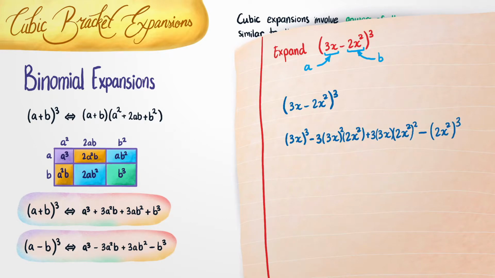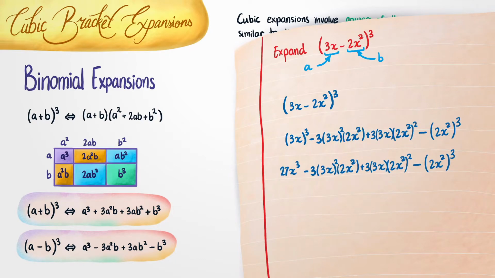So I ran out of space a little, so I put this on a new line. But we can see that we've just applied the formula directly. Notice that we've cubed the first term, then subtracted 3 times the first term squared times the second term, then we've added 3 times the first term times the second term squared, and then we've subtracted the second term all to the power of 3. Now after this, we just simplify things by getting rid of all the brackets. So for example, 3 to the power of 3 is 27, and then you can write this whole term as 27x to the power of 3.